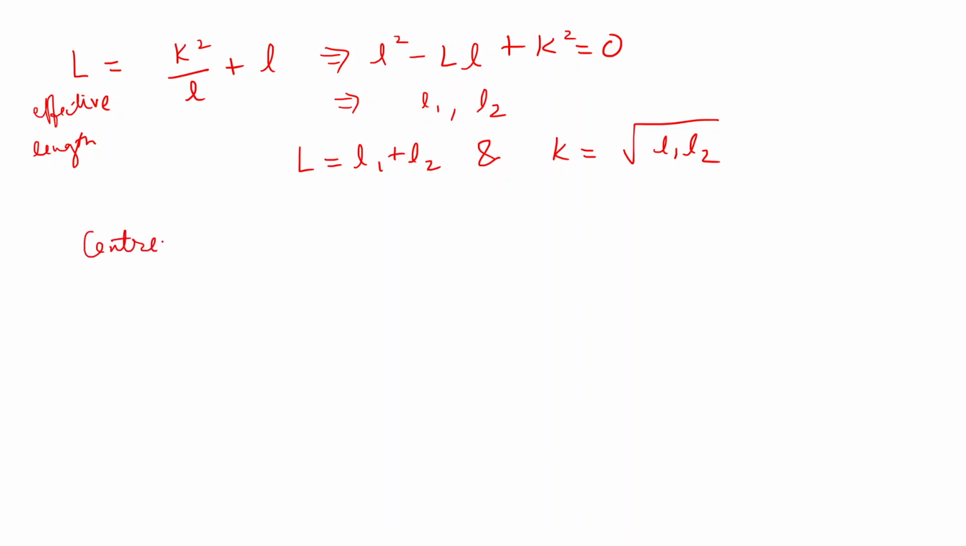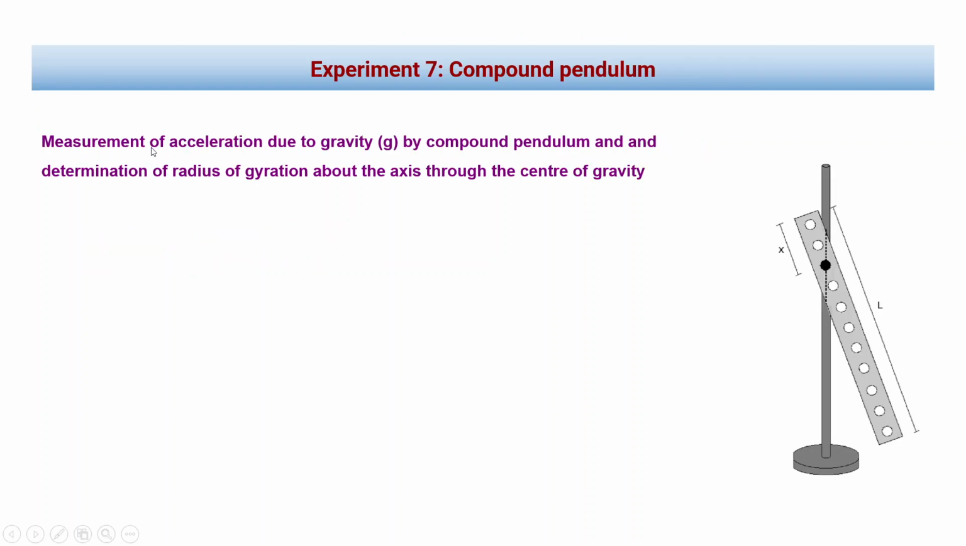What is center of oscillation? This exercise is actually needed to understand the experiment, which was measurement of acceleration due to gravity by compound pendulum and determination of radius of gyration about the axis through the center of gravity. So the experiment that was performed was oscillation of this compound pendulum, which was something like this.